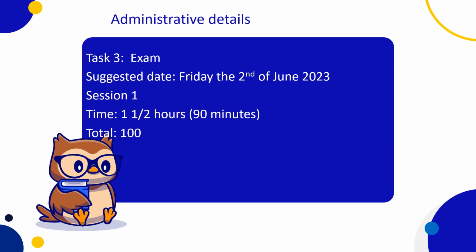Take a look at some of the administrative details for your June exam. Your June exam will be task 3. Remember, your PAT is task 4 this term, and you will be writing an exam, not a test this term. The suggested date for your June exam will be Friday, the 2nd of June 2023, and you will write in session 1, which is the morning session. You will have 1.5 hours to complete your exam. That amounts to 90 minutes. And your exam will be out of 100 marks. So you have 90 minutes to complete your exam, which counts out of 100.